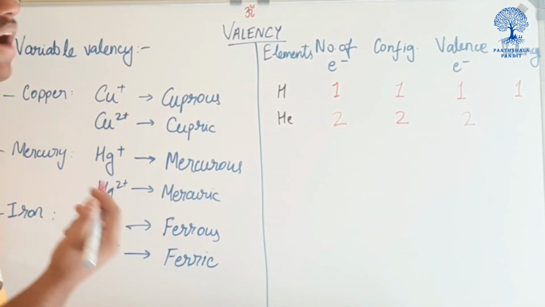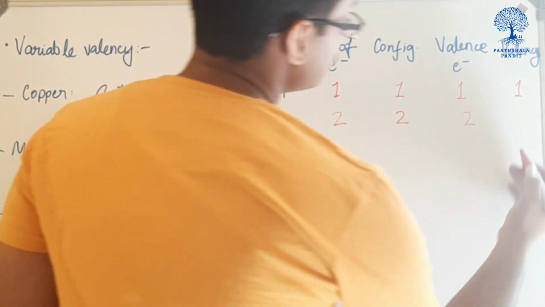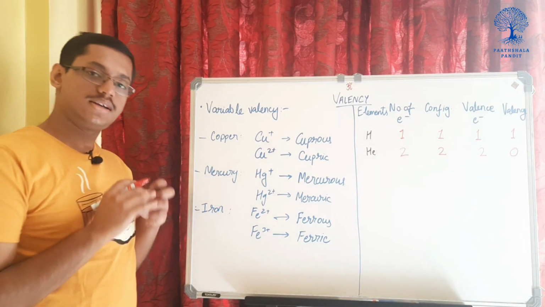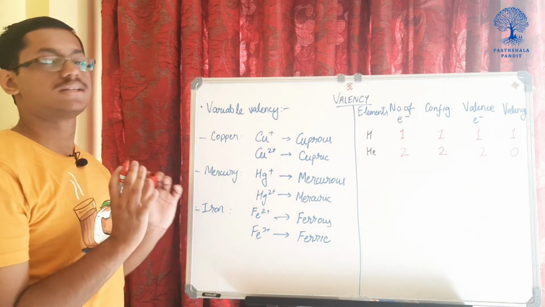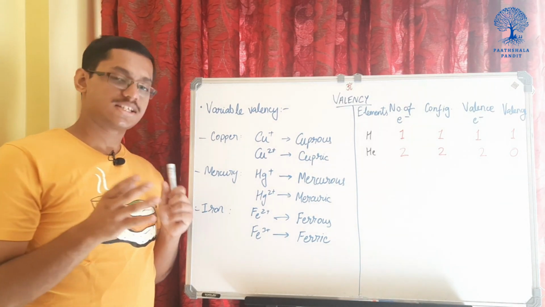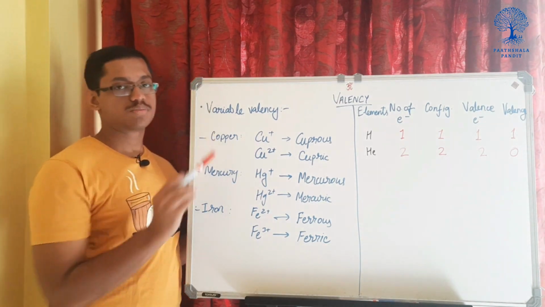What is the valency then? Valency is 0. Why? Because it is complete. It is complete in itself. It has got 2 electrons. This is the exception I was talking about while writing the boron part.